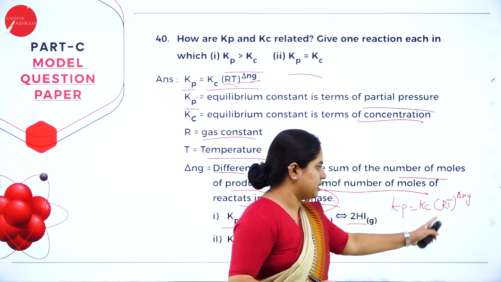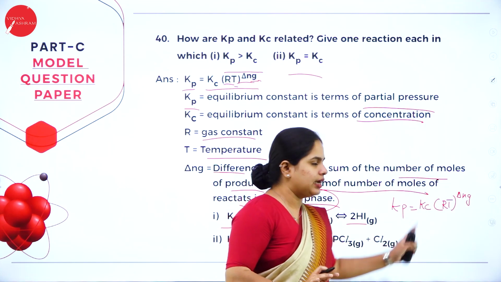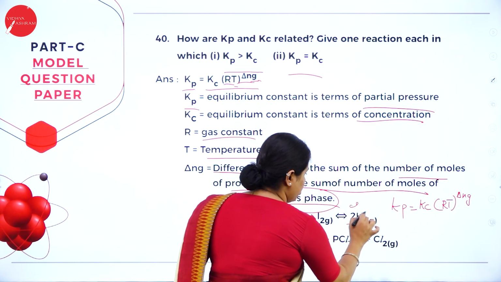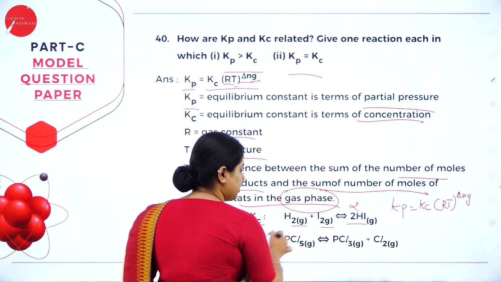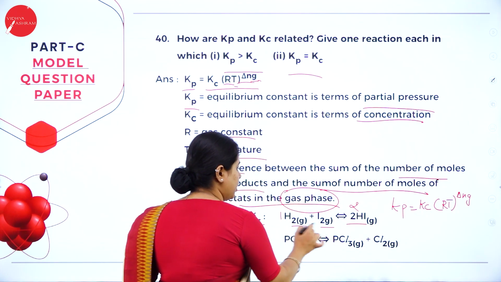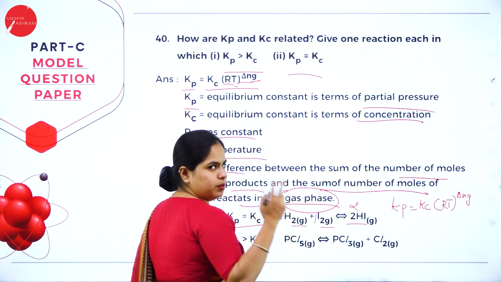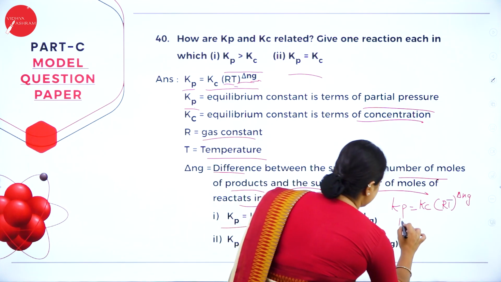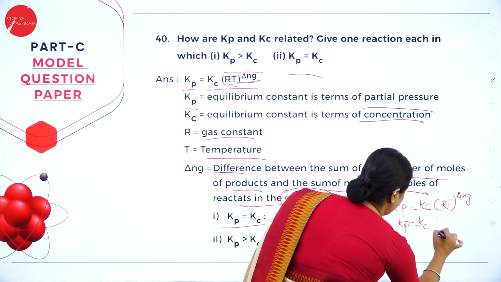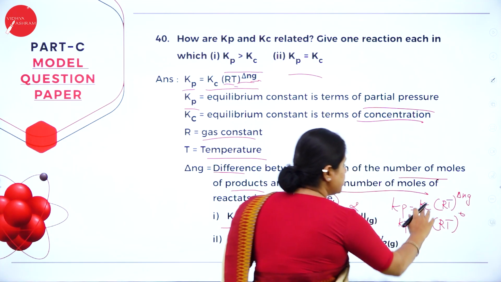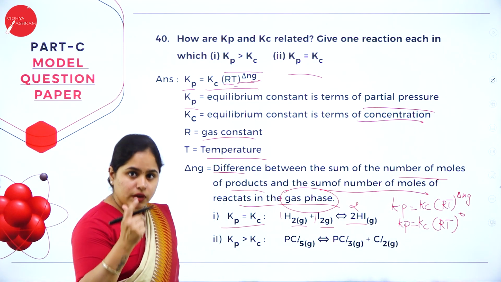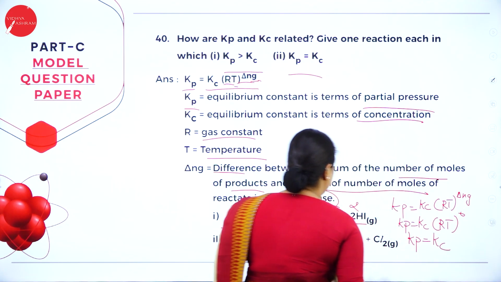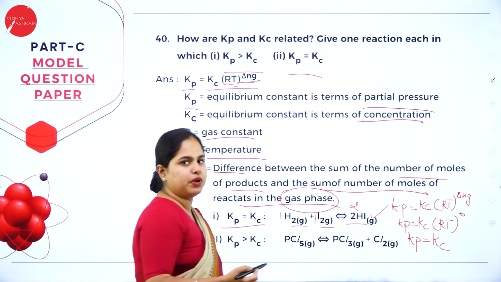Kp is equal to Kc into RT raised to delta Ng. Delta Ng we have to calculate. What is the number of moles in products? It is 2. What is the number of moles in reactants? Both of these are in the gaseous phase, so the number of moles here is 1 and here is 1, so the sum is 2. If you take the difference, it is 2 minus 2, which gives 0. That means Kp is equal to Kc into RT raised to 0. Any term raised to the power 0 is 1. That means Kp is equal to Kc. So, this is an example for Kp equal to Kc.